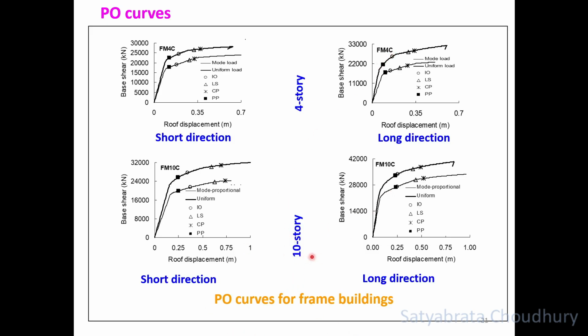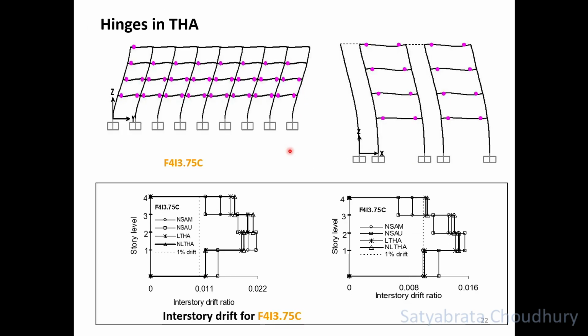Another building is taken which is 10-story high, and here also we see the performance point is here and IO point is here, so it is an IO building. And in the long direction also, it is just near the IO point on the left side, so the performance point is here, so it is an IO building. So this I have taken from a real building designed by me.